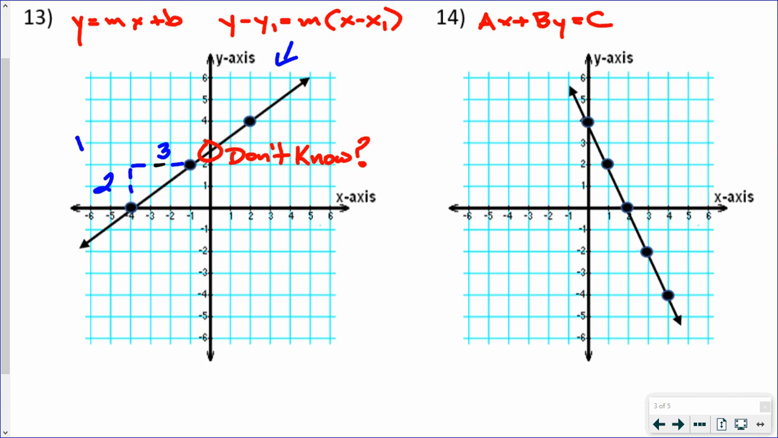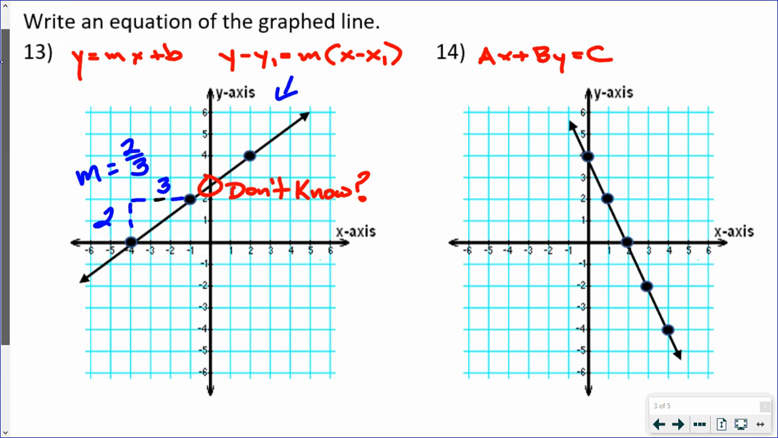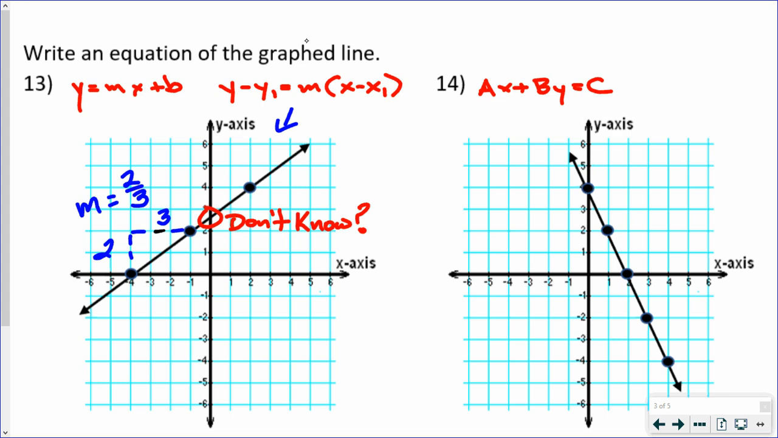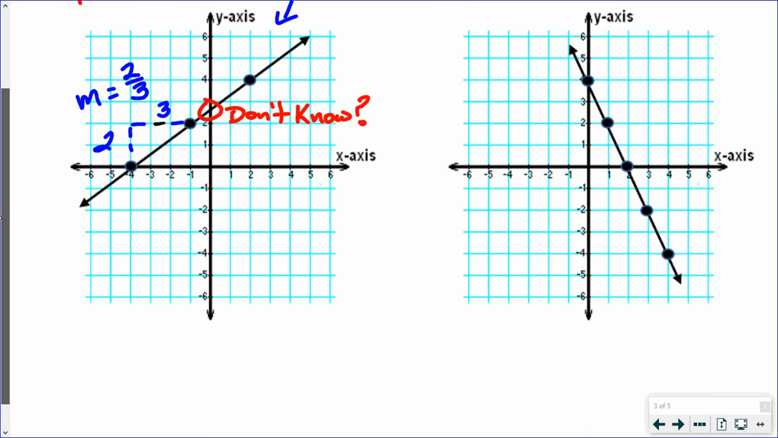So the slope of this line is 2/3. And then for the point, I can use any of these 3 points. So that means there's 3 different answers you could get. Now, if you were to simplify those answers and put them in slope-intercept form, they all would simplify to the same thing. Okay, but again, this didn't say what form I needed to write the answer in. So I can leave it in point slope form.